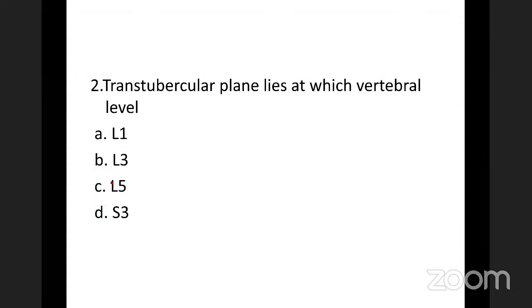Now, the transtubercular plane lies at which vertebral level? Where does this lie, students? Option C, L5. Excellent. So it passes through L5. So that is the answer.